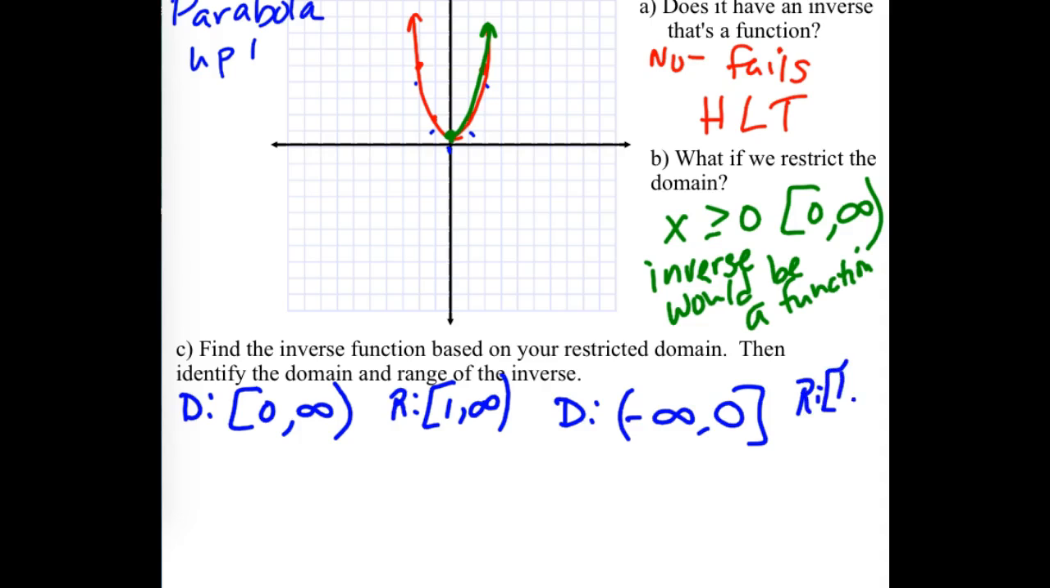And the reason we do that is when we find the inverse function, remember we switched our x's and y's? So now my range becomes my domain, and my domain becomes my range. So if we identify them right away at the beginning, all we have to do is flip them around for our answer. Okay.